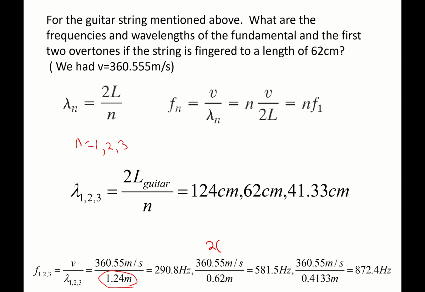I could also have done, for the frequency of the second one, that it's 2 times the frequency of the first one, so 2 times 290.8. And for the third one, I could have said that it's 3 times 290.8. So again, we have multiple equations. There's more than one way to solve it and get the correct answer.